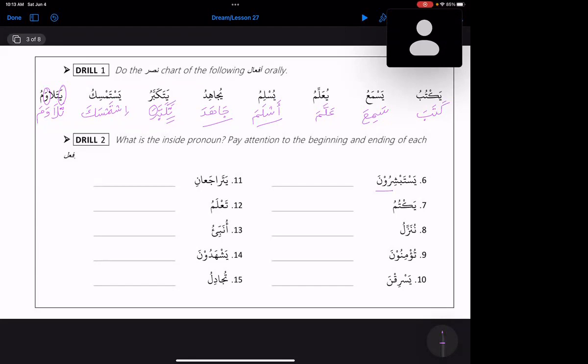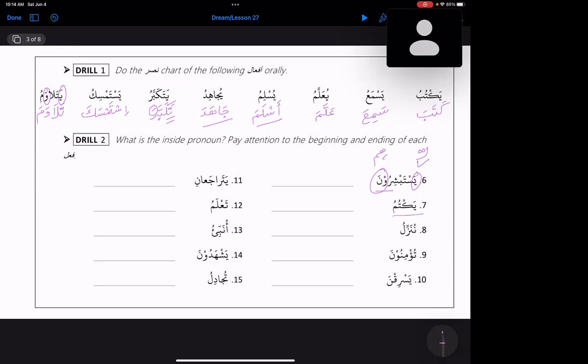Tabshiruna. What is the pronoun in it? Hum. Okay, how do we know this is hum? Why not antum? Antum also has una. Because of the ya at the beginning. So if it is ya beginning and una ending, then it is hum. Otherwise, if it is ta beginning, then it could be antum.